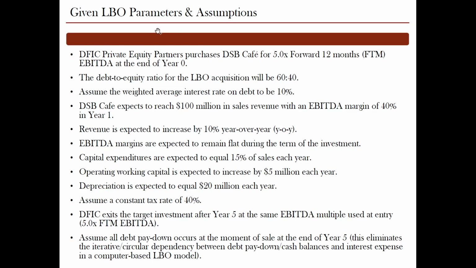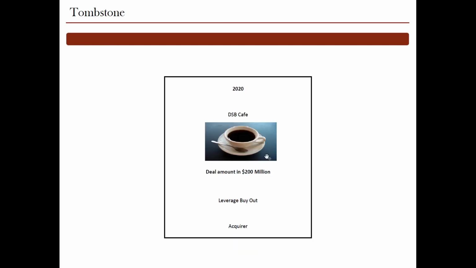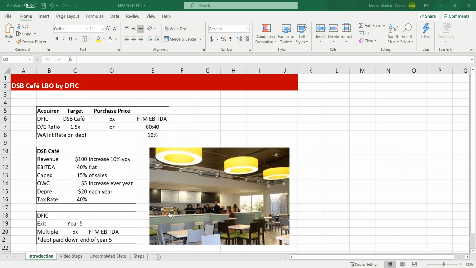When you're doing this in a case interview, you're not going to have a piece of paper with all of this information laid out. They're just going to say it to you. I'm sure you don't want to hear my voice anymore, so you can just pause the video and take a look and note what you think is important from this page, write it down, star it, and then we'll move on. Okay, great. Now that you've had some time to do that, this is essentially our tombstone for the day. This deal is acquiring DSB Cafe in the amount of $200 million in a leveraged buyout. So I'm going to switch over to Excel and we're going to get started.